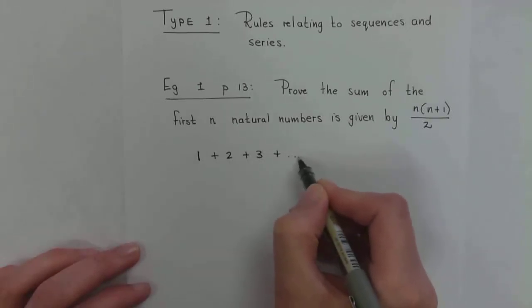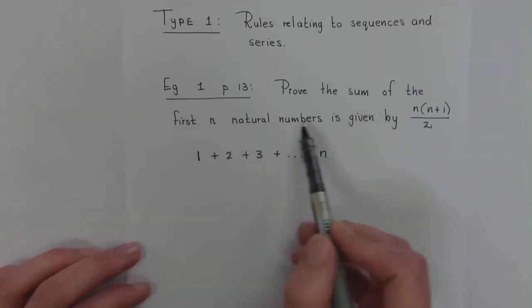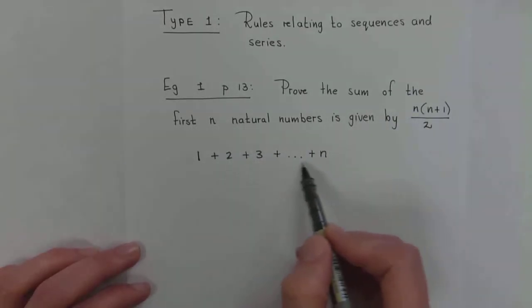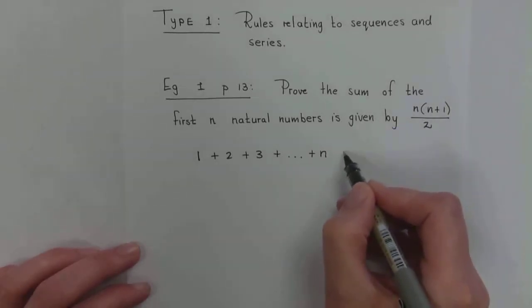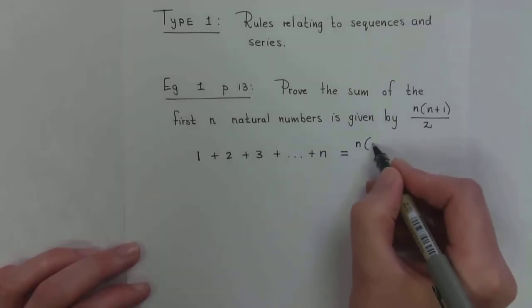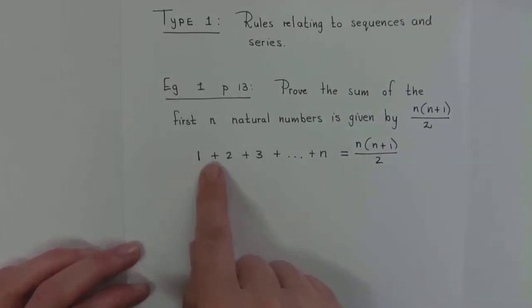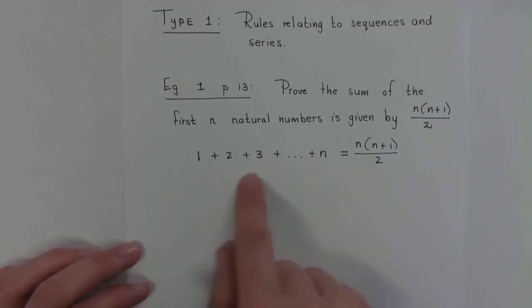And then I'm going to skip a few going up to n, because they said the sum of the first n natural numbers. So that's the sum of the first n natural numbers. And they want you to show that this will be equal to that formula. So n times n plus 1 over 2. So sometimes they're very nice. Sometimes they write that out for you, which means it's much easier to use.